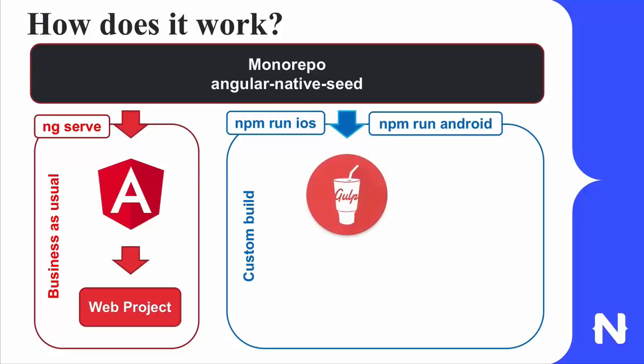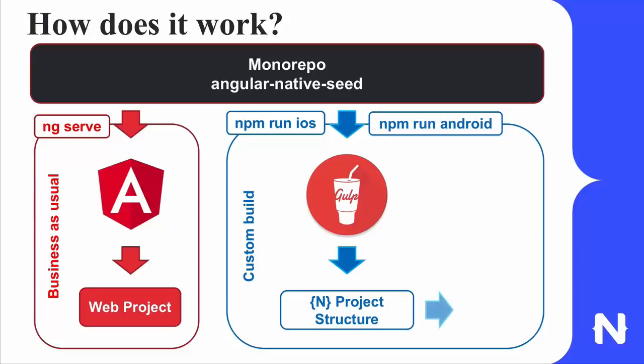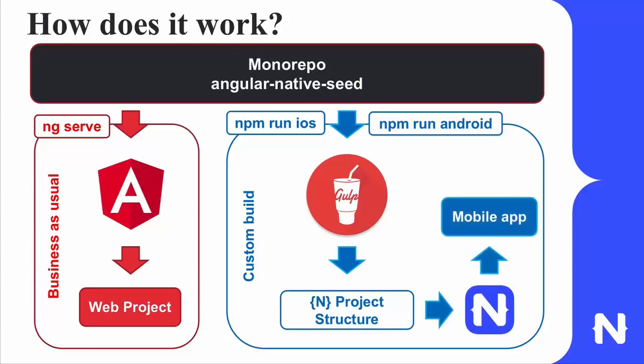The first one is we will run through a gulp process, which will take the source code and then extract the shared items and as well the NativeScript specific ones, and you will recreate a NativeScript type project. And then as a second step, this will run through the NativeScript CLI to build a mobile application for you.